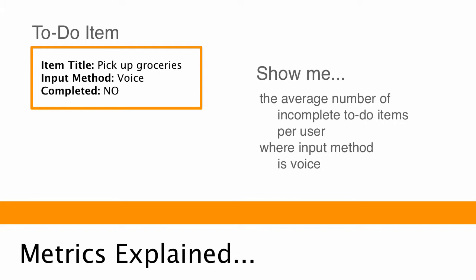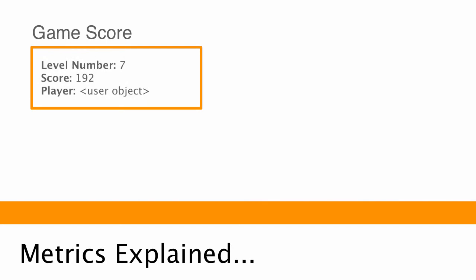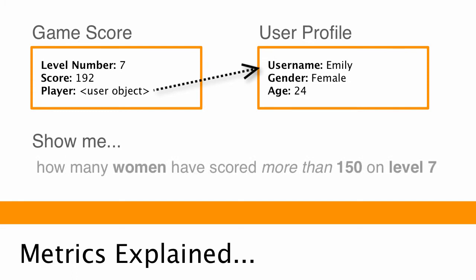So the metrics are all the things that I need to track in order to execute this query and figure out this information. One more quick example is, let's say I am a game developer and I'm tracking all of the game scores per level in my app. I also have user profile information that's associated with these game scores. So what I'd like to know in this case is how many women have scored more than 150 points on level 7. And again, the metrics are the things that you need to be tracking in order to answer this question.